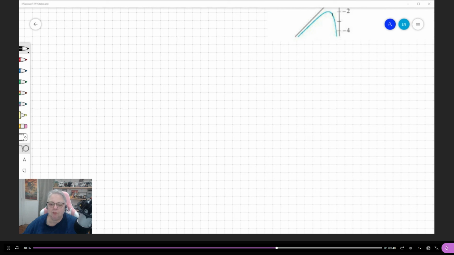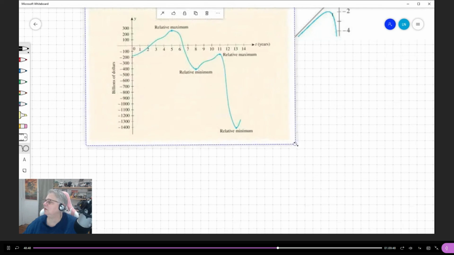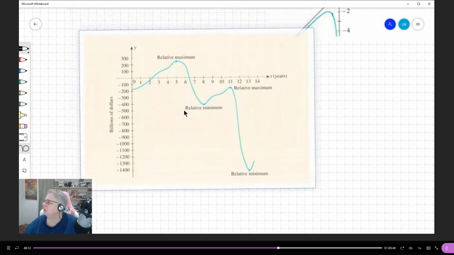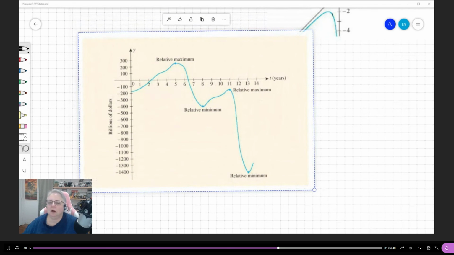And again, we went over this in pre-calc, but just to kind of remind you, take a look at this. This is an example of a function. It's very wiggly, but that's okay. It's a function that has several maximum, several minimum points. So anywhere where you have that change from increasing to decreasing, you have it here again from increasing to decreasing, is a relative maximum.